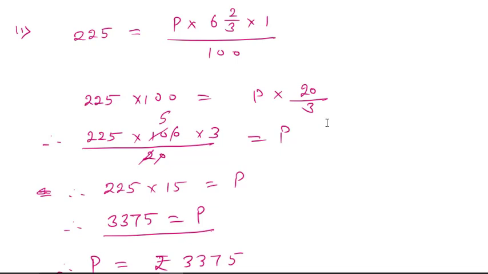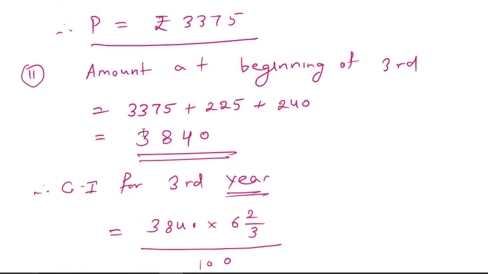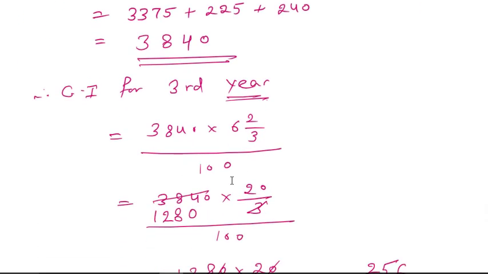So here we have used the same formula again and we have found the value of P, which is 3,375. Now my original amount is 3,375. In 1 year I earn interest of 225 rupees and in the next year I earn interest of rupees 240. So I add them and I got total amount as 3,840. Now this 3,840 is the amount at the beginning of third year. So I know the amount at the beginning of third year and the rate of interest, so I can find the interest earned on this amount in third year.